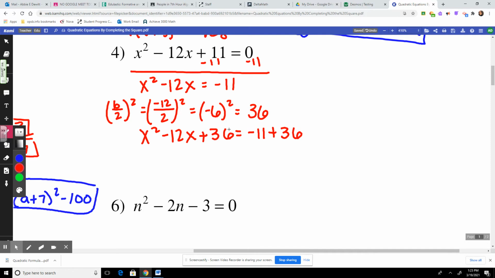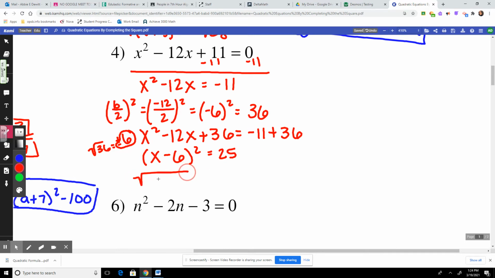Square root of 36. Square root of 36 is positive negative 6. I need to add to negative 12, so this is the first one where we've had minus 6, because minus 6 is negative 12. So my perfect square binomial is going to be x minus 6 squared. Again, if you need extra help on this, go back to the perfect square factoring section. And negative 11 plus 36 is going to be positive 25.